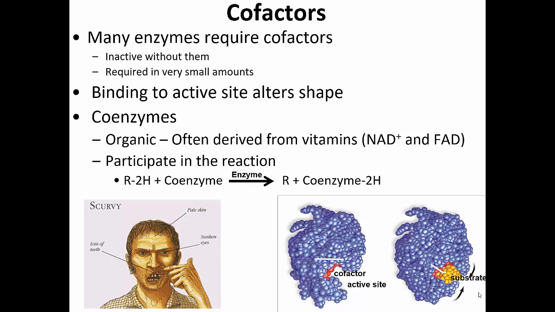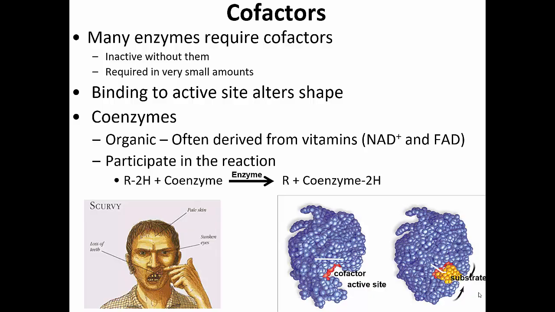Cofactors that are organic molecules are referred to as coenzymes, and NAD+ and FAD are good examples of coenzymes that are frequently encountered in cell physiology. Coenzymes often participate in reactions by receiving or donating hydrogen ions, as is depicted on the screen.